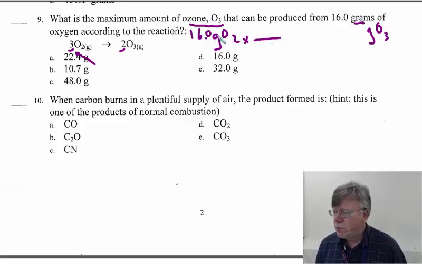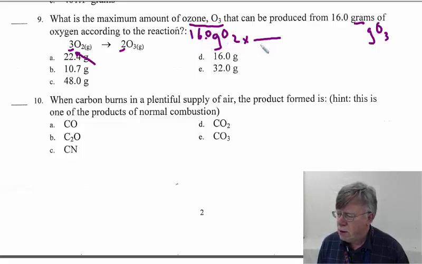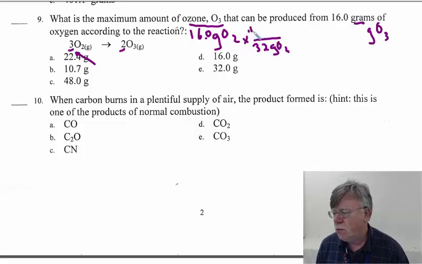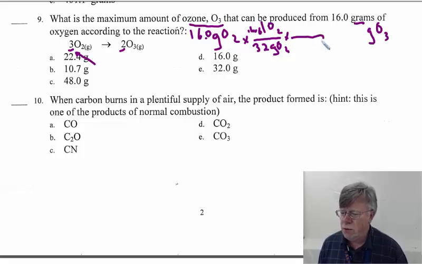All right, so 16.0 grams of O2. I know that O2 is 32 grams of O2. O2 and 32 have to agree. Don't forget, it's the periodic table. This oxygen is 16 times 2, that is 1 mole of O2. Okay, great. And then I've got to do the mole ratio.